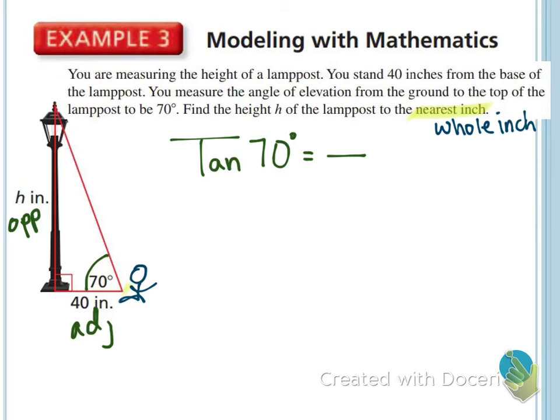A lot of people ask, how do I know what goes in the numerator? It is always the opposite over the adjacent. So what's going to go in the numerator here? H. And then in the denominator? 40. Do I need to flip this one? I do not. 40 is on the bottom. H is being divided by 40. The opposite of that is multiplying times 40. So 40 times tangent of 70. You type it in exactly as you see it. There's no fraction. 40 times tangent of 70.